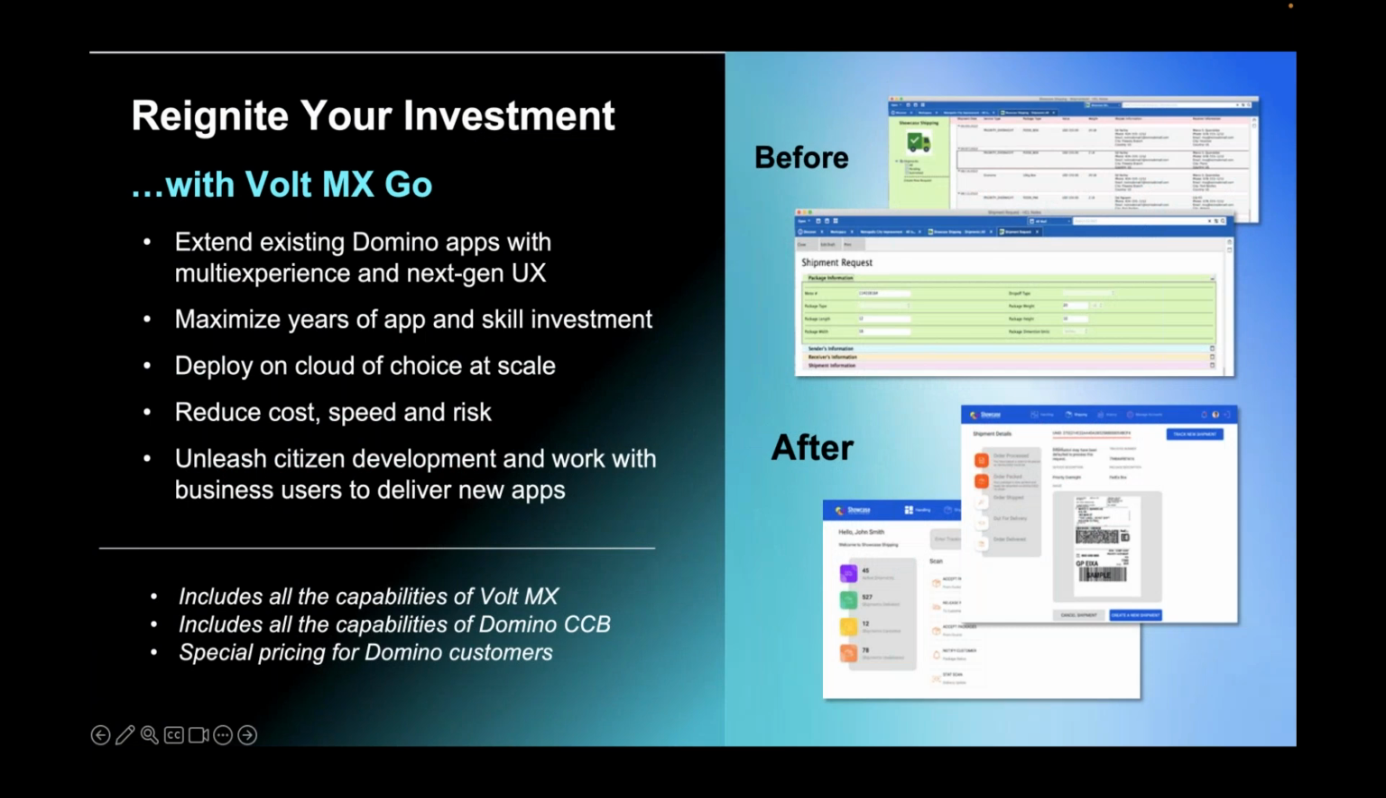So what can you do with VoltMX, right? Just to show some of the things, you can extend your apps, as we said. You can maximize years of the app and skill investment you have, because the code that you have written in Domino can be reused and used as is, or we have VoltScript and Volt formula and other features that we'll touch on. You can deploy on a cloud of your choice and reduce the risk. And you can, if required, alter the way the applications look. VoltMX Go includes all the capabilities of VoltMX and of Domino CCB, and it has a special pricing for Domino customers.